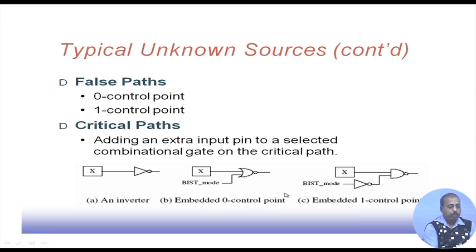So, we have to embed a 0 control point in this fashion. On the other hand, if we require that this point should be 1 in the BIST session, then we have to embed one control point. In that case, in the BIST mode, it has to be inverted and then it goes through a NAND gate. You may notice that we are not increasing the delay: the delay of this path was 1 gate, and here also it is 1 gate. So, for critical paths, we add one extra input pin to a selected combinational logic on the critical path.